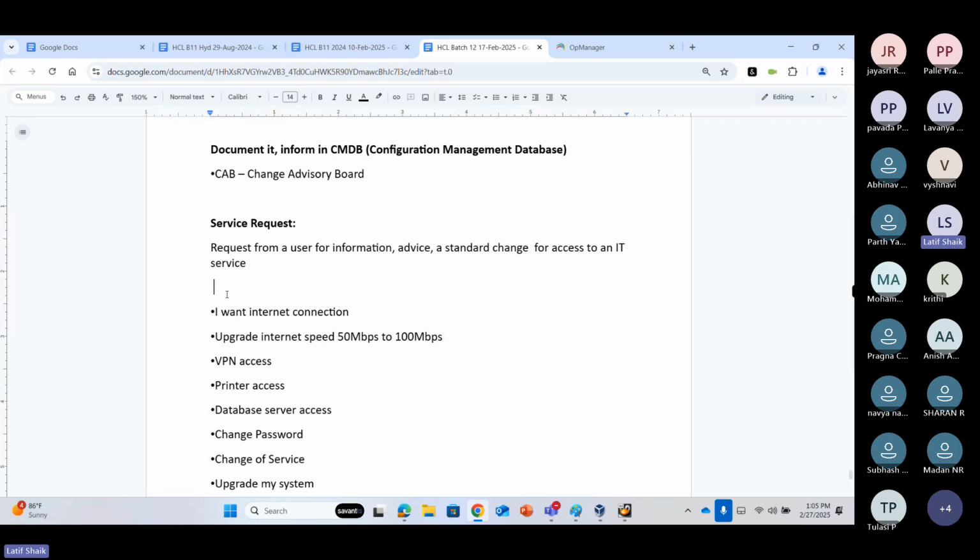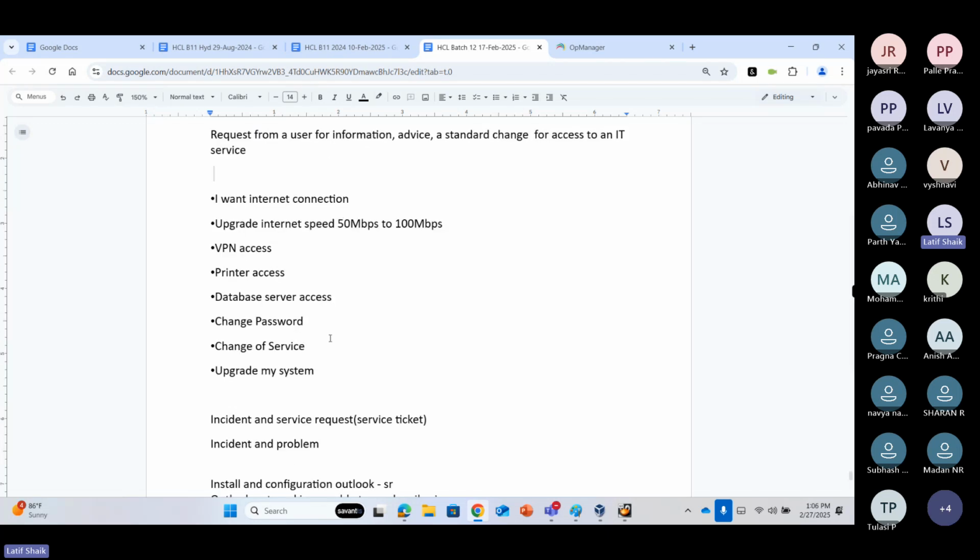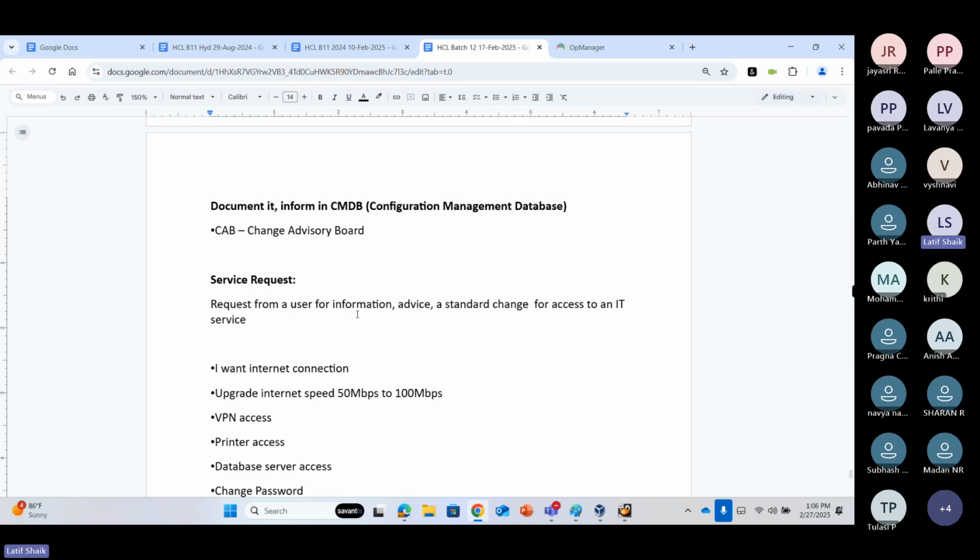Like you can see, I want an internet connection upgrade. Upgradation here means changes. I want VPN access. I want printer access, database server access. I want to change my password. I forgot my password, please change my password. I want to upgrade my system. I have 16 GB RAM, and I want 32 GB RAM for my project work. So these are change management, some access permissions, changes, or information requirements. These are all service requests.